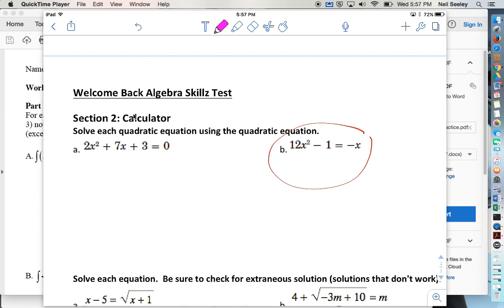Okay, so that we're going to call the factoring chunk. And next I'll be diving into section 2 where you do the calculator and solving quadratics, etc.